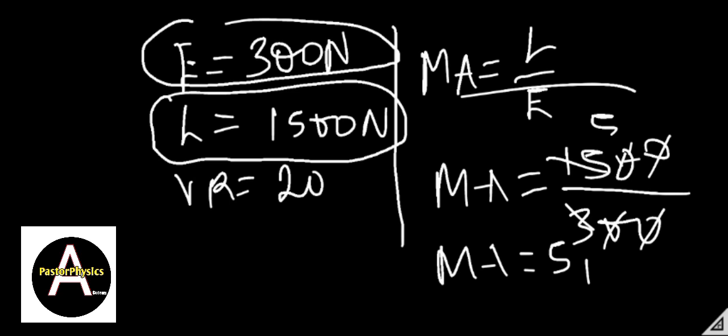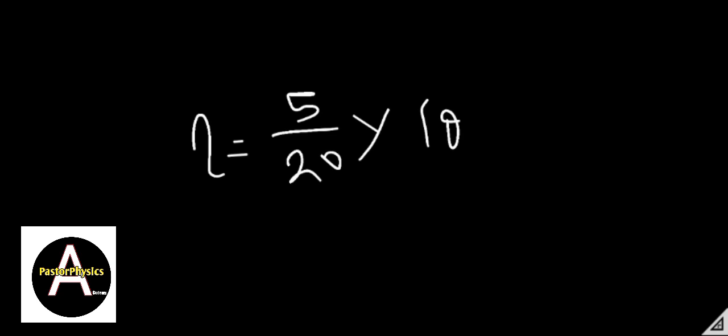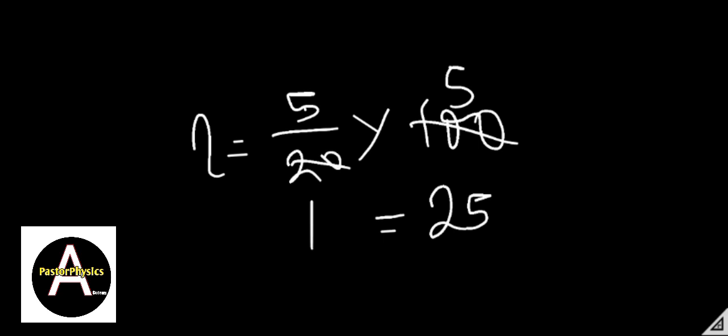Now what of the efficiency? We remember the name Marvelous: efficiency is MA over velocity ratio times 100. We have calculated MA to be 5, so efficiency will be equal to 5 over the velocity ratio from the question, which is 20, times 100. 20 going into 100 is 5, so 5 times 5 is 25. So the efficiency of the machine is 25%.